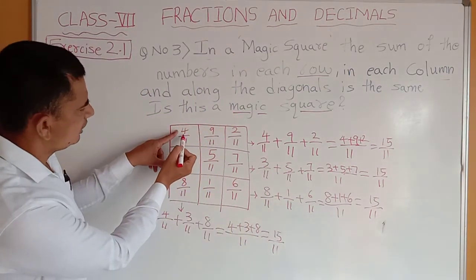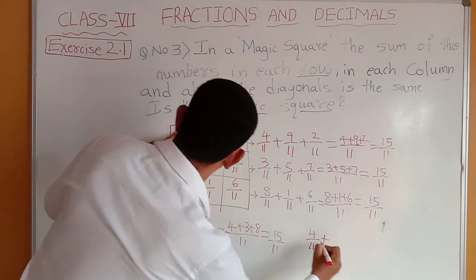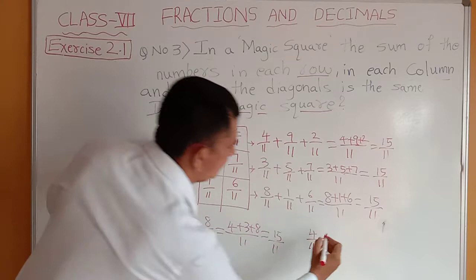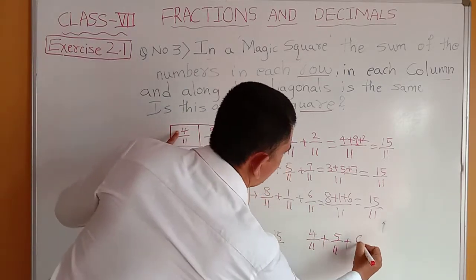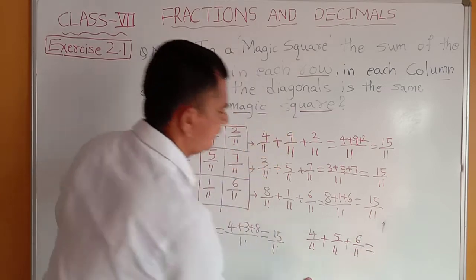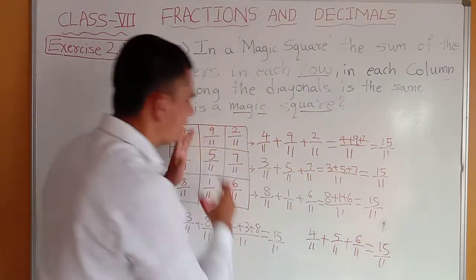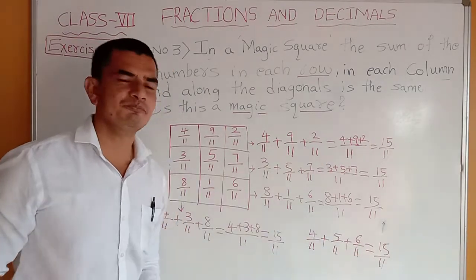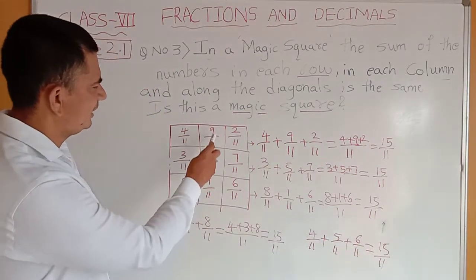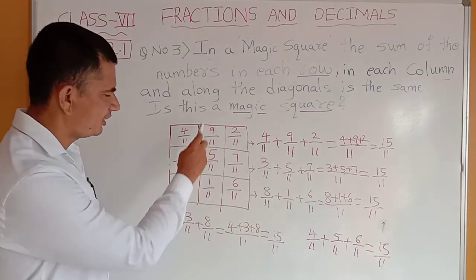This one, 4 by 11 plus 5 by 11 plus 6 by 11. 4 plus 5, 9, 9 plus 6, 15 by 11. So from any side, if we add, we are getting the answer 15 by 11. We can check the others directly. 9 plus 5, 14, 14 plus 1, 15. So this is also correct.